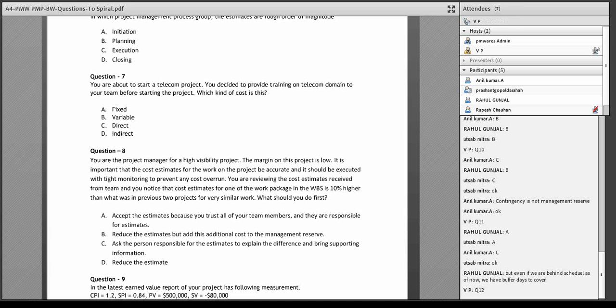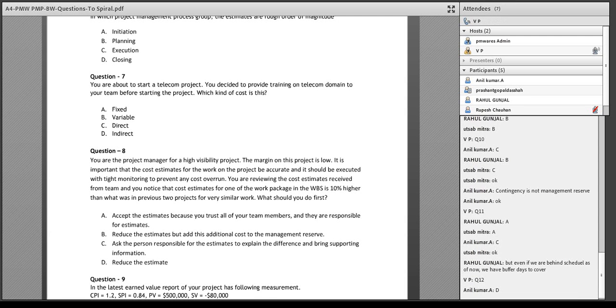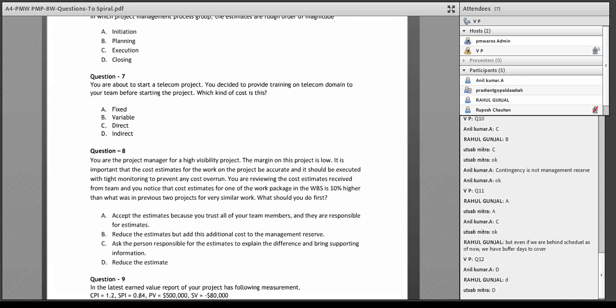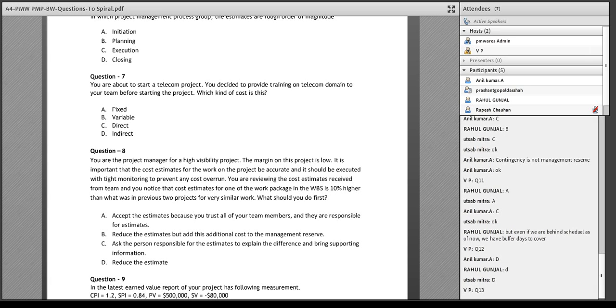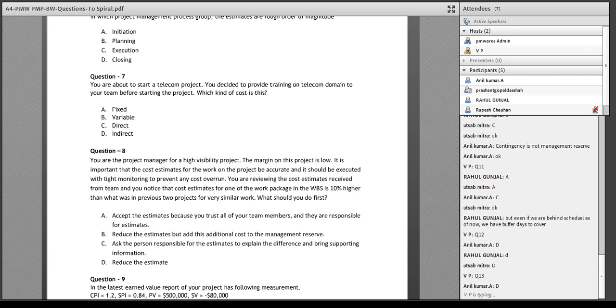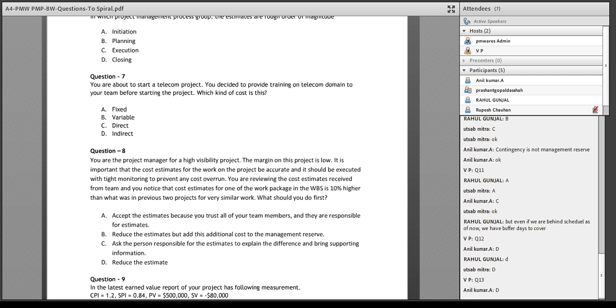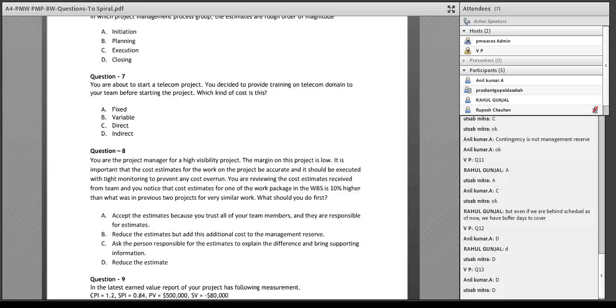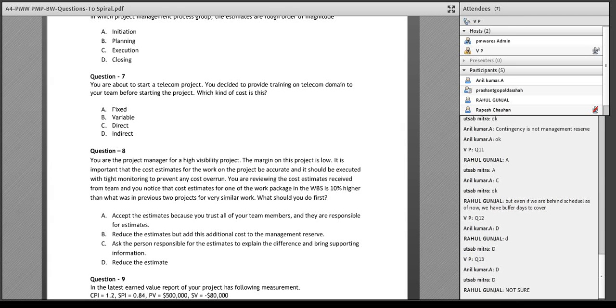What about 12th? D, all D, very good. What about 13? Not sure.